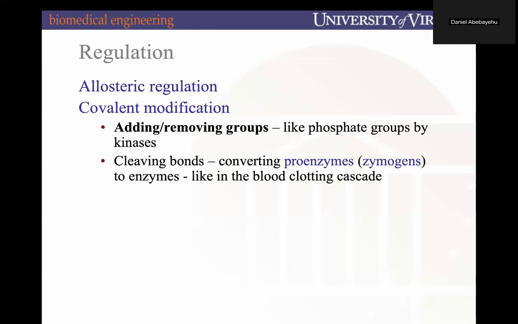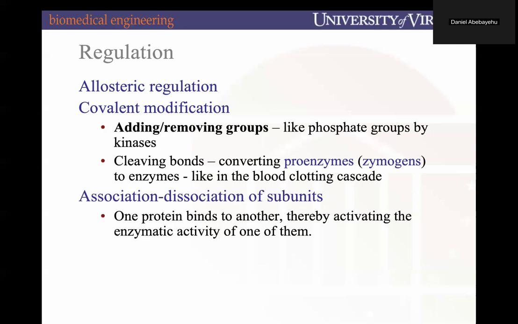An example of this is thrombin. So the clotting cascade is a great example where cleaving of bonds activates enzymes that help prepare them to target their substrate and produce a product. We also have the association and dissociation of different subunits that can lead to some sort of regulation of an enzyme. So again, this is subunits. So this is two different full proteins that can either come together or separate that provide regulation.